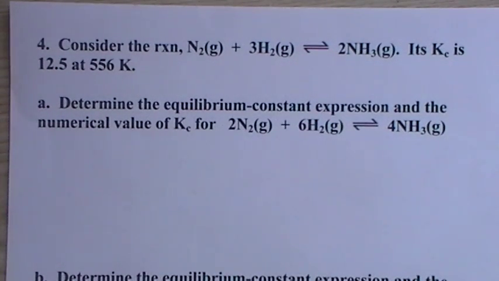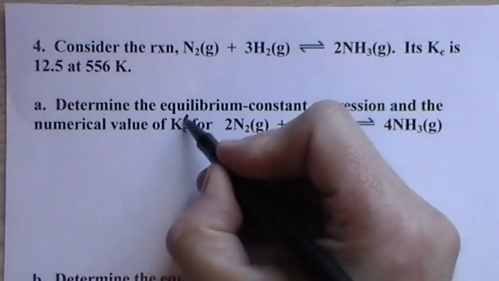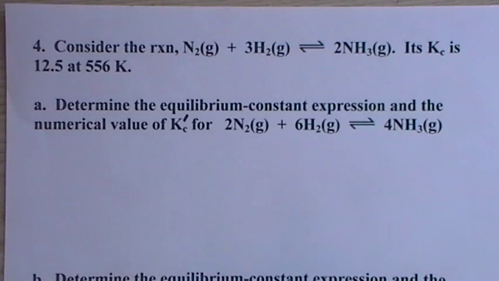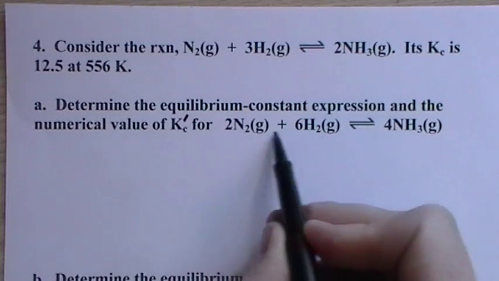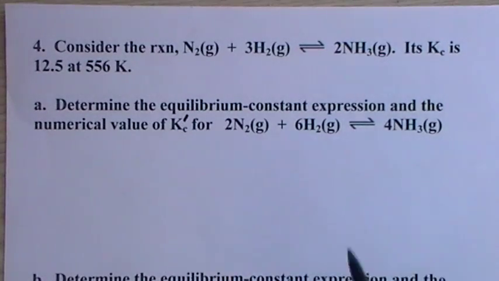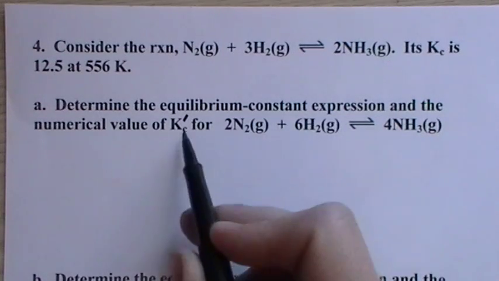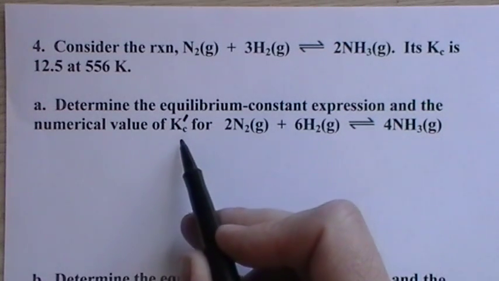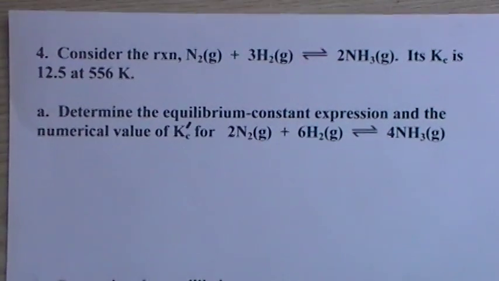Now, determine the equilibrium constant expression and the numerical value for Kc, and I'm going to call this K prime. I'm going to change these just so that they are different. I have K prime here. Notice that the difference is that everything's been multiplied through by 2. So you might expect, since we've multiplied everything through by 2, that the Kc prime value should be 12.5 times 2.